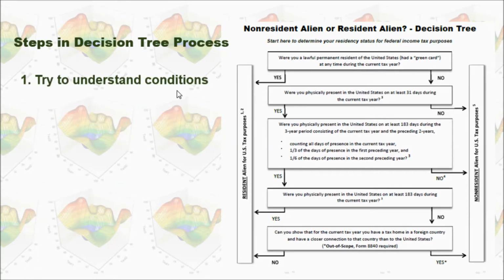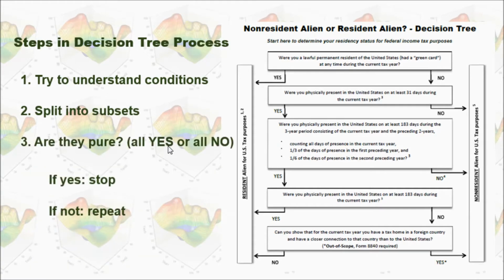First, you need to understand the conditions, and then you split into subsets. All those questions will lead you to the next checkpoint. After you answer the question, if you fall in certain category, say resident alien, then you stop. Otherwise, for example, if you answer no to this question, then you have to find out the final answer based on the next question. So if they are not pure, you have to repeat the process.